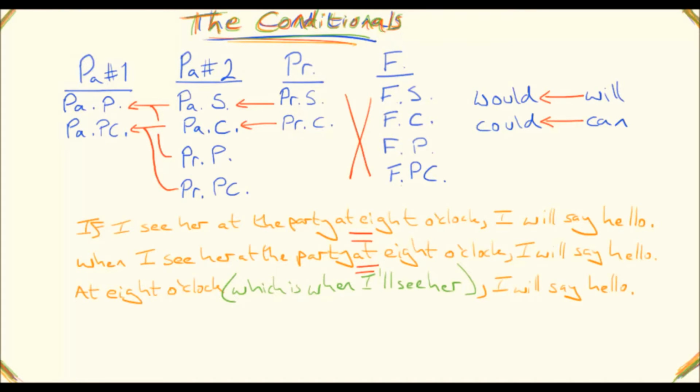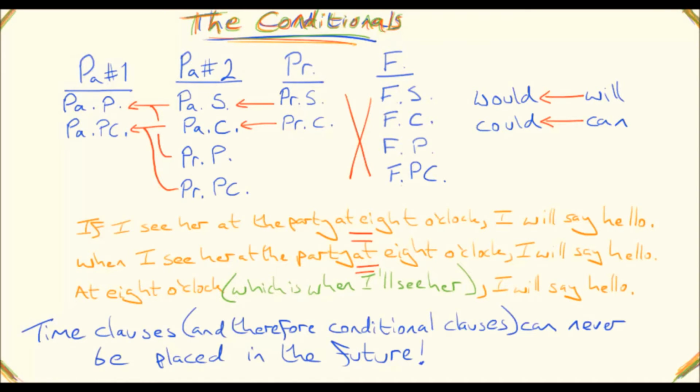It's something that you're expected to learn while learning English, but it very rarely actually gets explicitly taught. But time clauses, and therefore conditional clauses, can never be placed in the future. In French, for example, you can say some kind of translation of "when I will see her, I will say hello," and both clauses would get a future tense. But in English, the time clause, and therefore the conditional clause, can never be placed into the future. It's simply "when I see her, I will say hello."